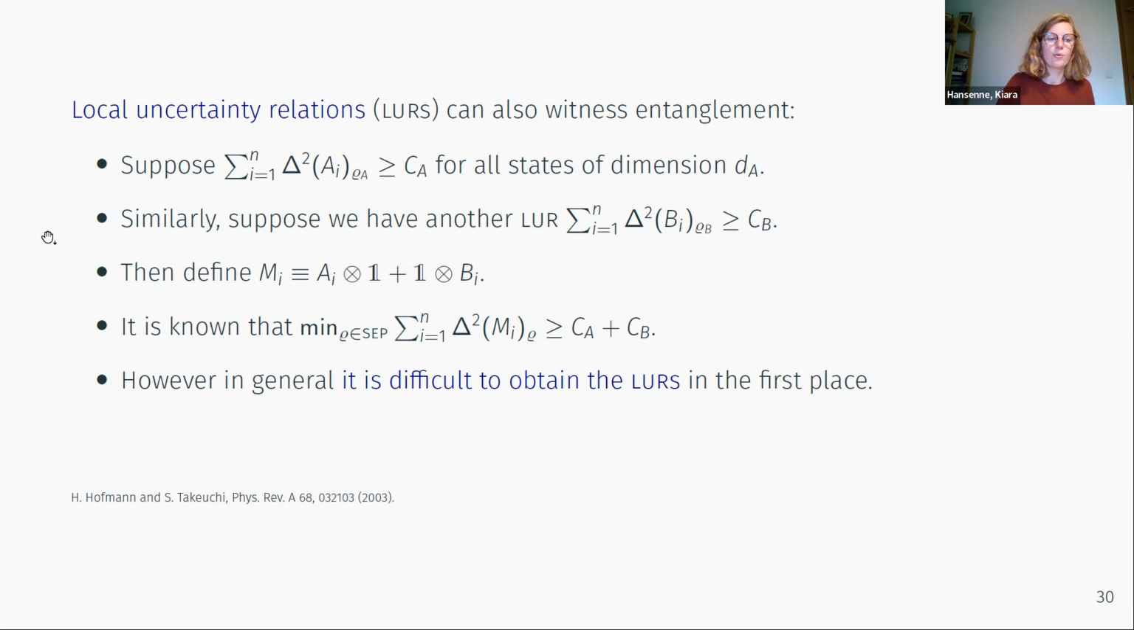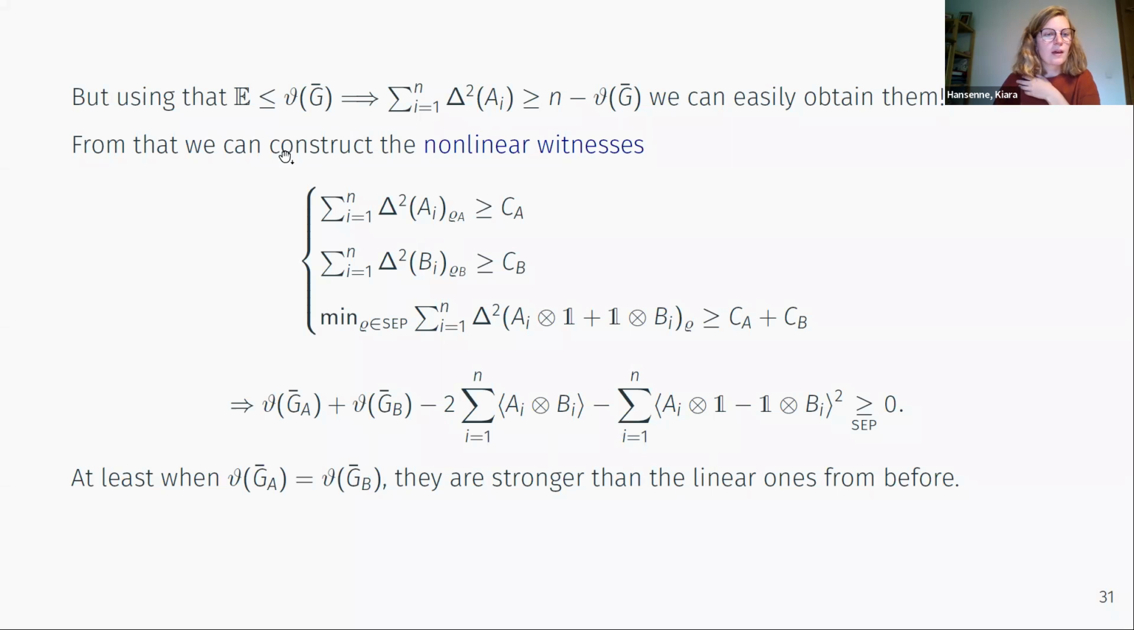These are results that are well known already and were used to detect entanglement and so on. But as I said at the very beginning, in general it's difficult to find uncertainty relations to start with. So in the first place, those are difficult to find. Now that we actually found one uncertainty relation, we can just use it and see what happens. So basically, using the upper bound on E, we can derive our new uncertainty relation here.